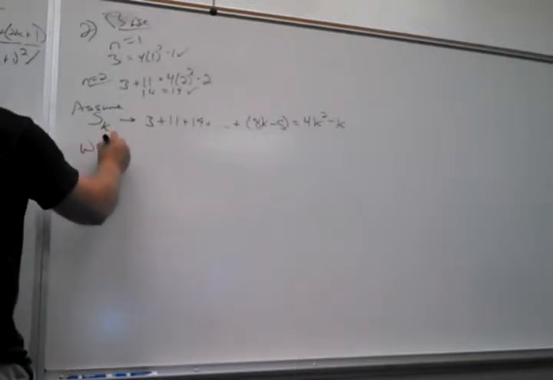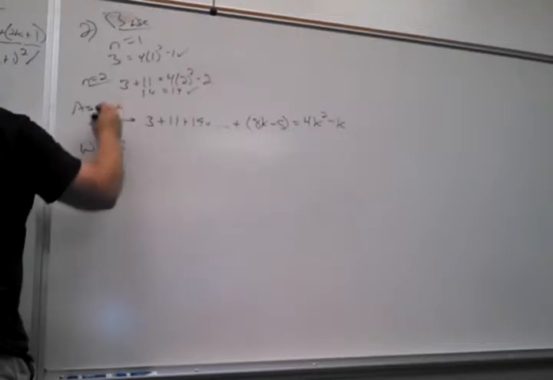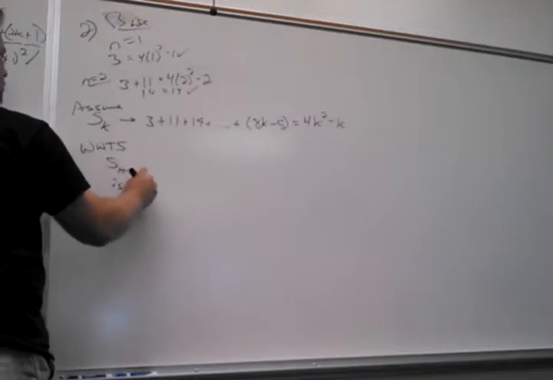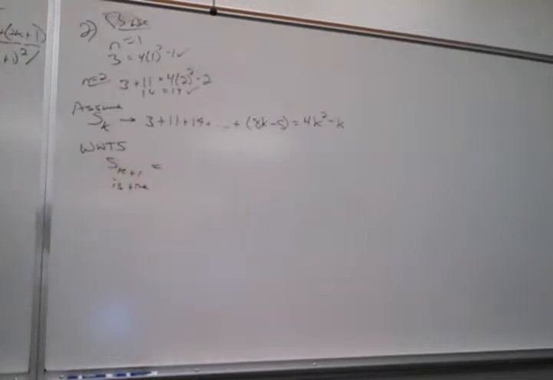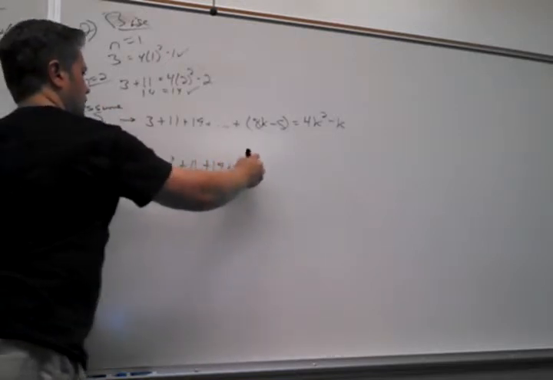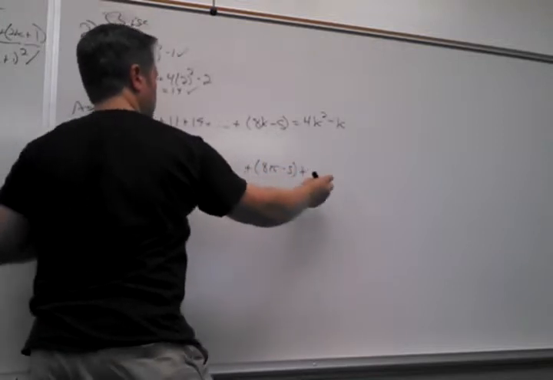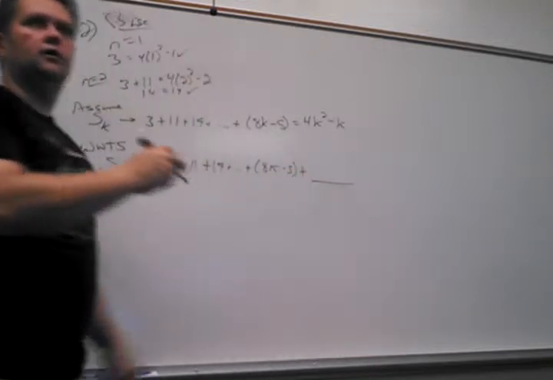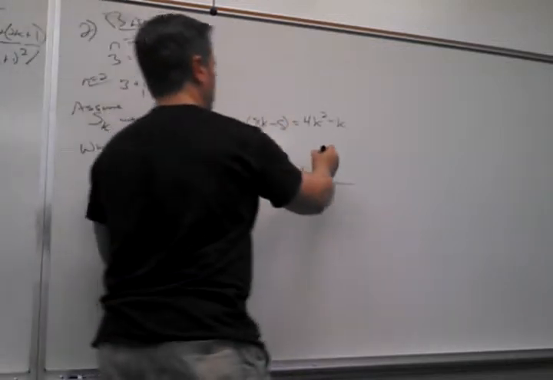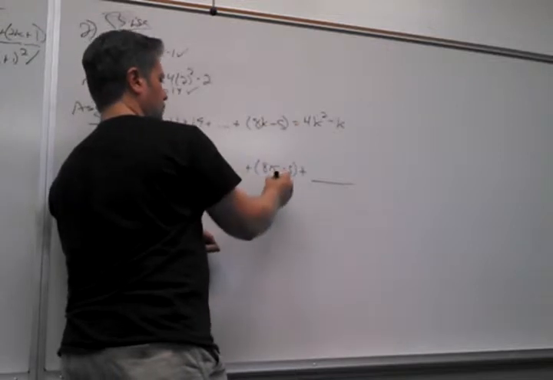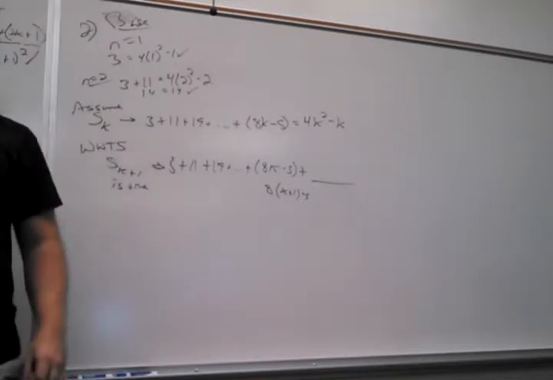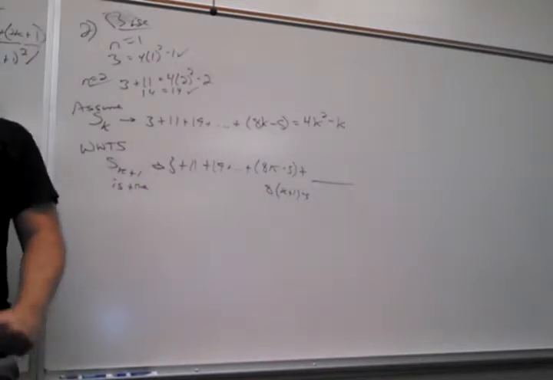We want to show that assuming this is true, then SK plus 1 is true. And of course, what would SK plus 1 be? 3 plus 11 plus 19 plus 8k minus 5 plus the next term, which would be a k plus 1. Is that cool? Plug a k plus 1 in. If you plug a k plus 1 in, it'll be 8 times k plus 1 minus 5. 8 times k plus 1 is 8k plus 8. Minus 5 is 8k plus 3.